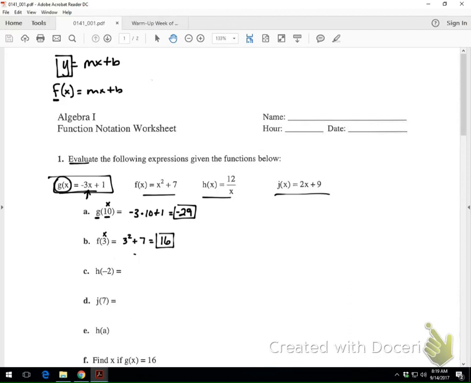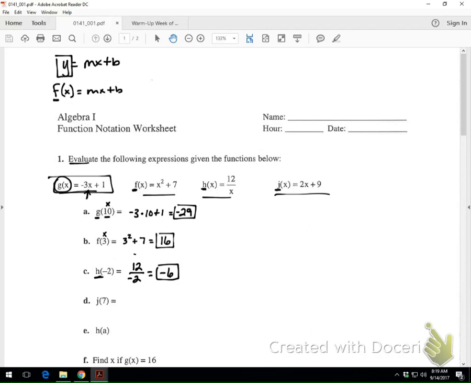Alright, so h of negative 2. So I got 12 divided by negative 2. Negative 6. Now everybody understands why I'm choosing different equations, right? Because of the letters that start the equation. That's what I'm going with off of the question.